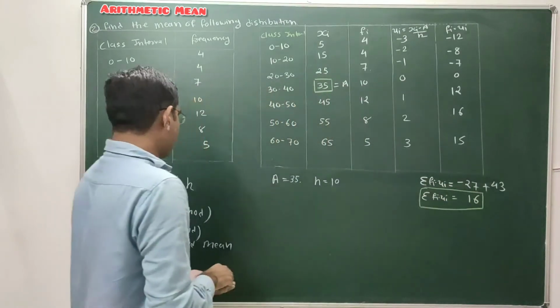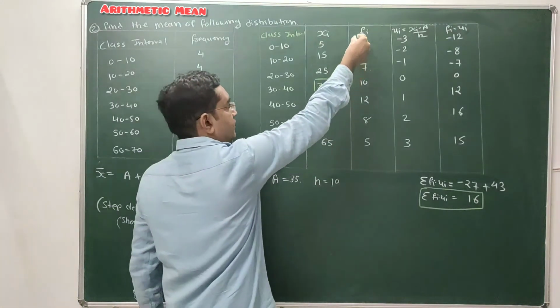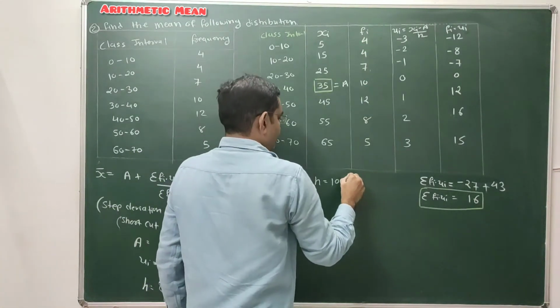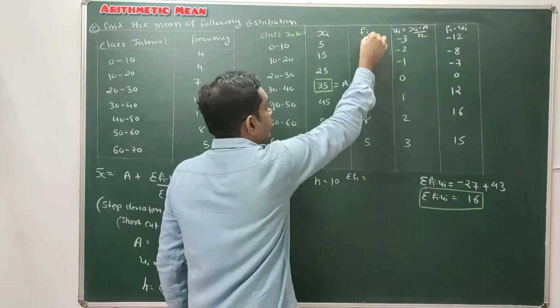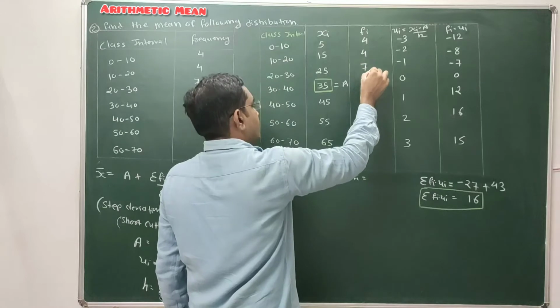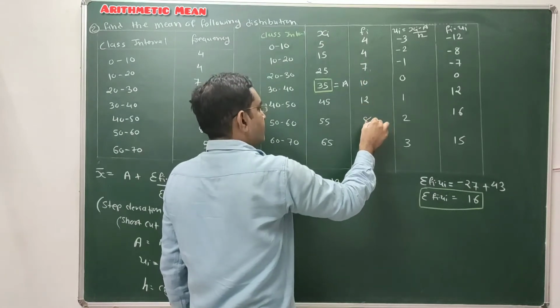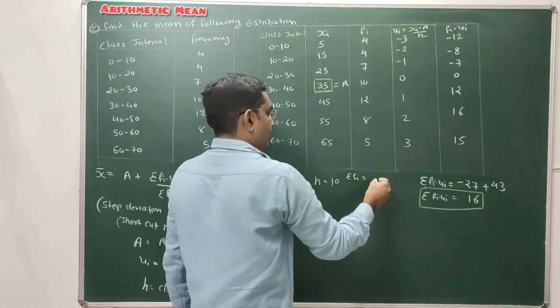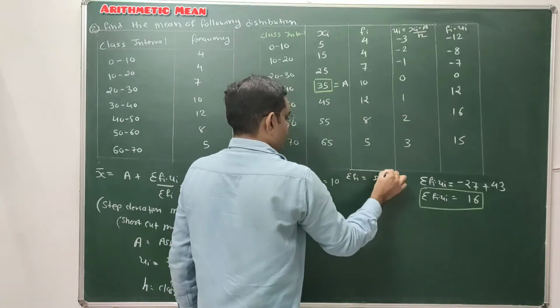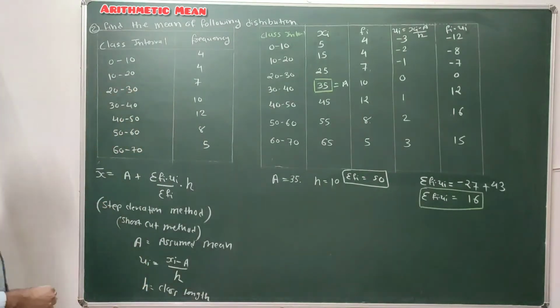Also we require sigma fi. This is the fi column. Sigma fi is the sum of all the frequencies: 4 plus 4 is 8, plus 7 is 15, plus 10 is 25, plus 12 is 37, plus 8 is 45, plus 5 is 50. Sigma fi is 50. Done. All values are there. Now you can find the mean.